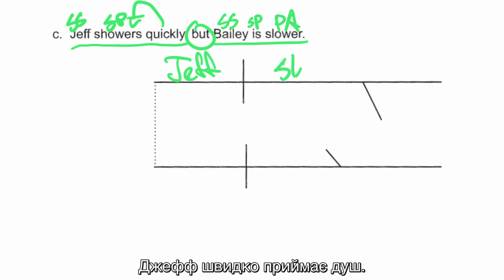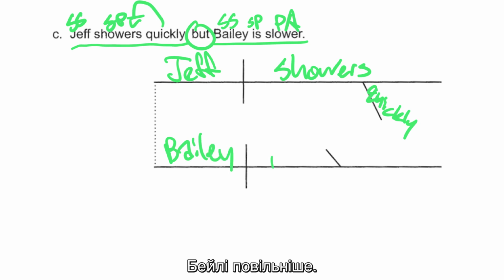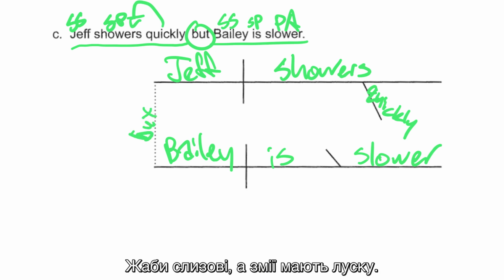Jeff showers quickly. Bailey is slower. Connected with but.